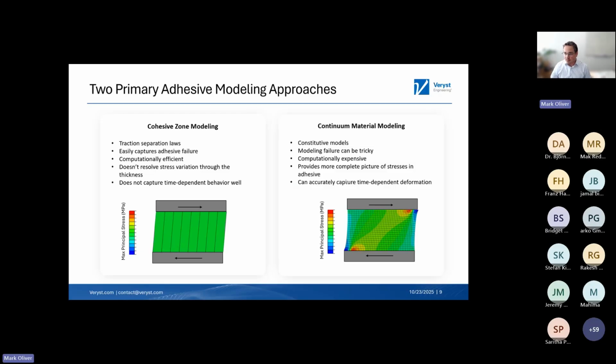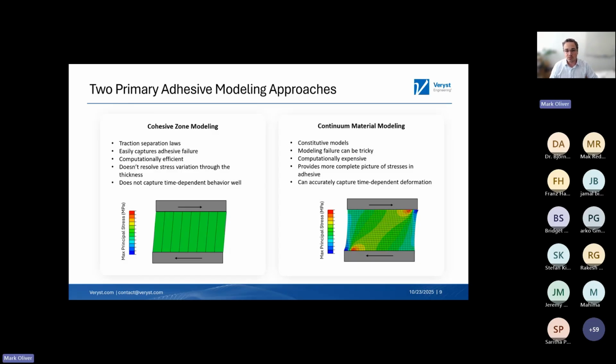These are the two main approaches, and they have very different strengths, weaknesses, and limitations. So we'll start with cohesive zone modeling, and I'll describe a bit more in the next section what this is. But in short, generally the way that you model the adhesive is with a single layer of elements between whatever's being bonded together, and you describe how the material behaves in terms of a traction-separation law, which we'll describe in more detail.